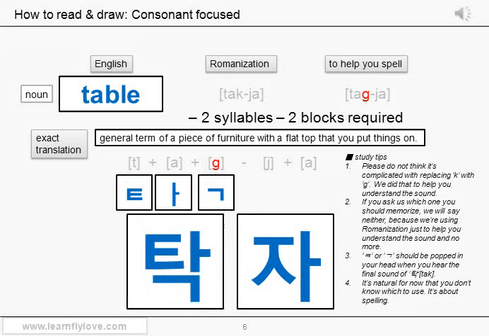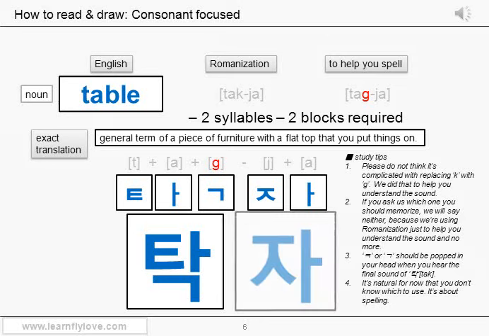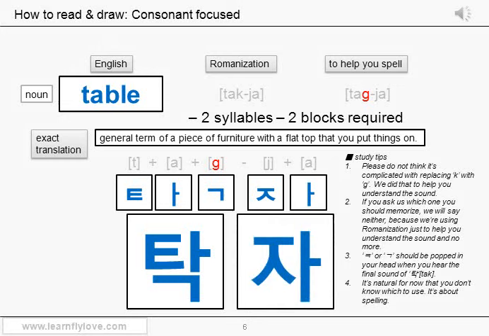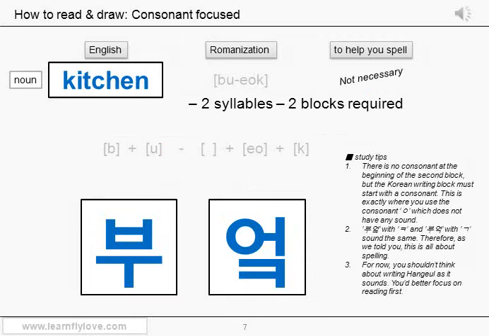And the first consonant of the second letter is J sound, like J in English. And the vowel is A again. So it's J, 자, 자, 탁자, table.